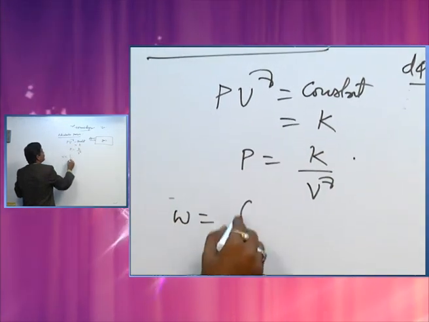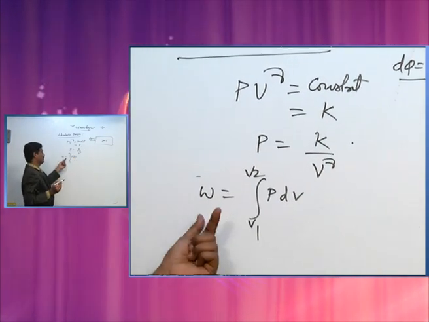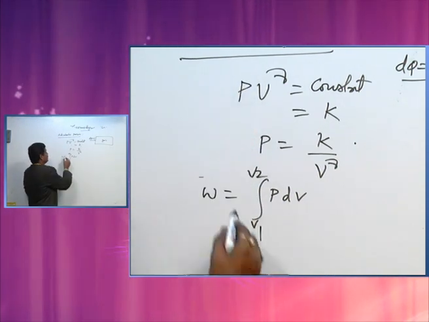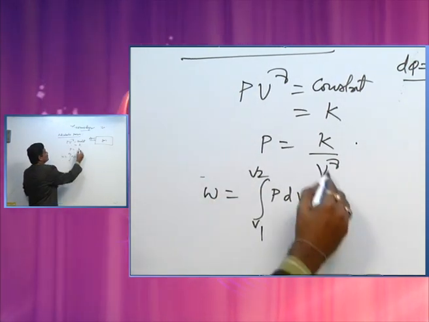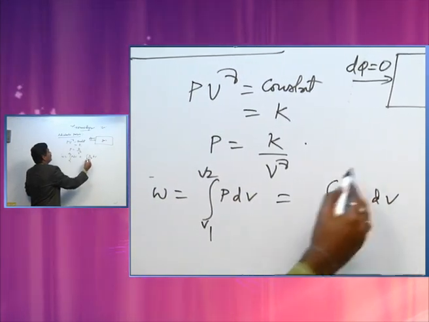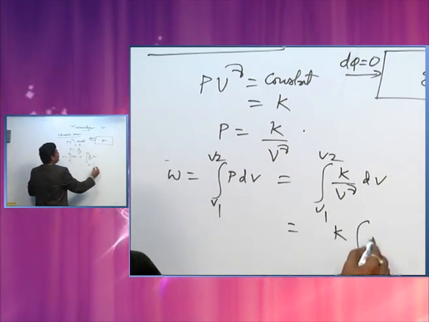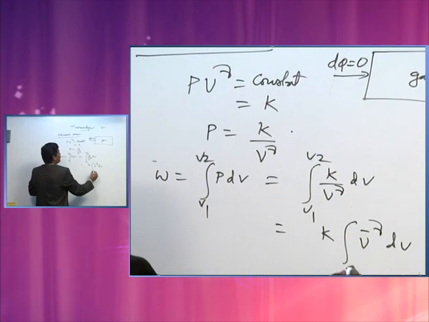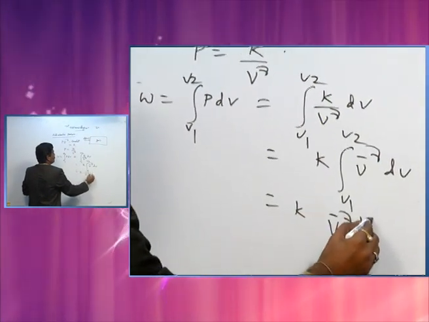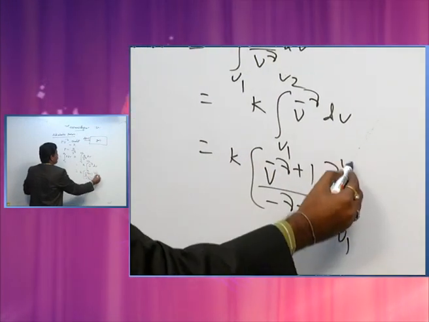So, work done is equal to, what is that? Integral of P dV from V1 to V2. For every process, whether adiabatic, isothermal or isochoric, we start from the same equation. We substitute the pressure, k by V to the power of gamma, into dV from V1 to V2. So this becomes k into V to the power of minus gamma dV from V1 to V2, which gives V to the power of minus gamma plus 1 by minus gamma plus 1, from V1 to V2.